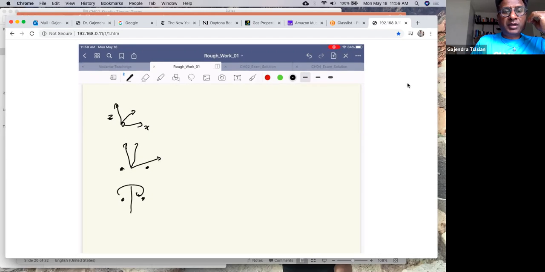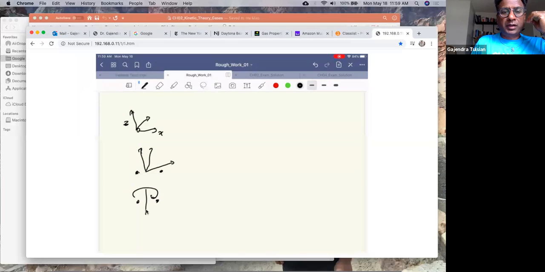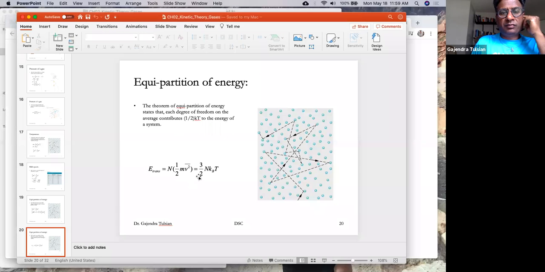But a monoatomic gas will only have 3 degrees of freedom. And so the energy of a monoatomic gas is just the number of molecules times that, which is 3/2 NkT. Okay.